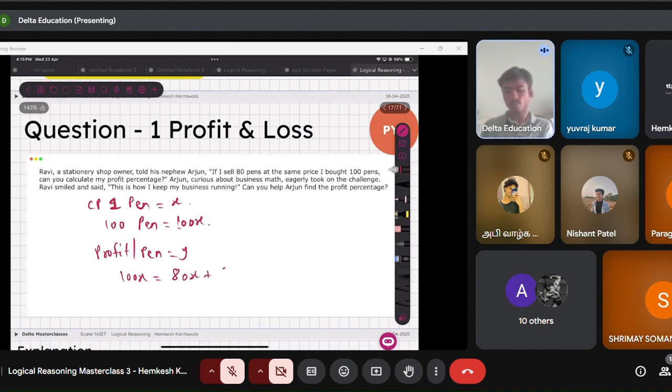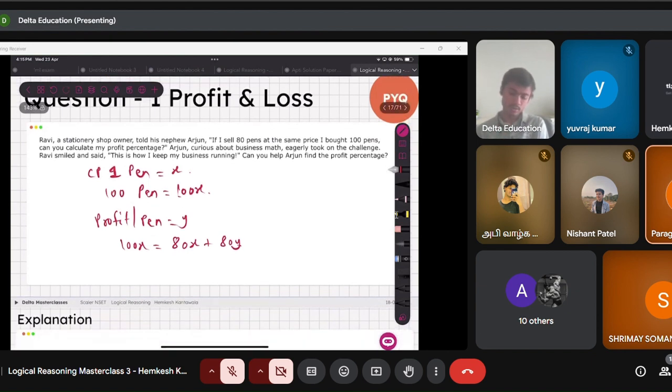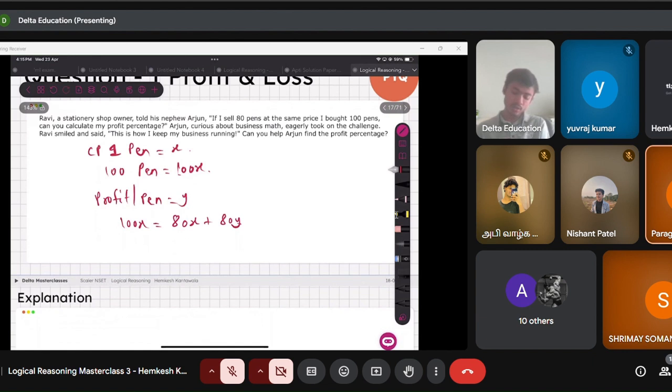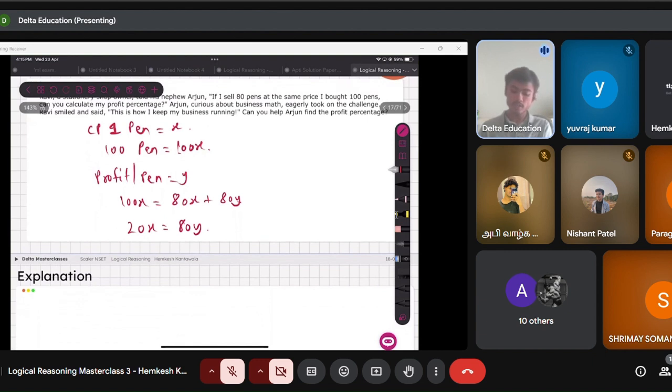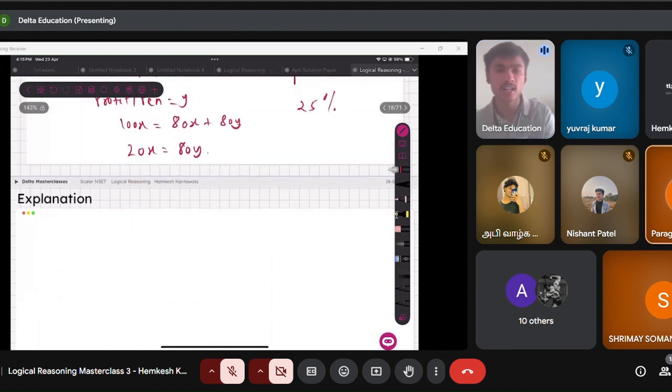Okay, correct. Now what? By solving this equation we will get y, and through y we can get the percentage of profit. So we would get 20x equals 80y. From here we would get one by four x equals y, which is 25%. Correct. So, Parag, you are absolutely right.